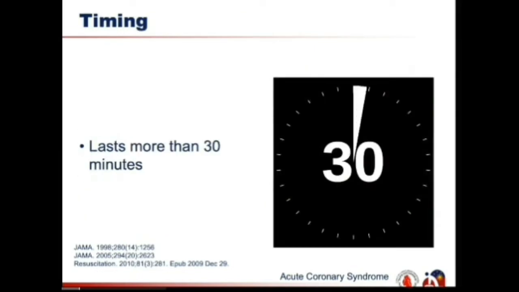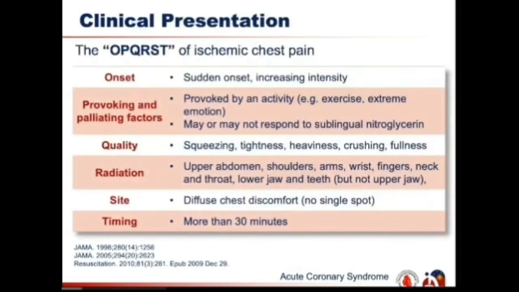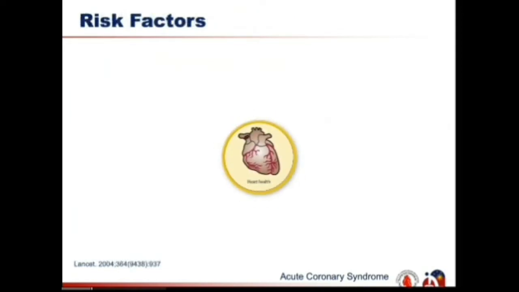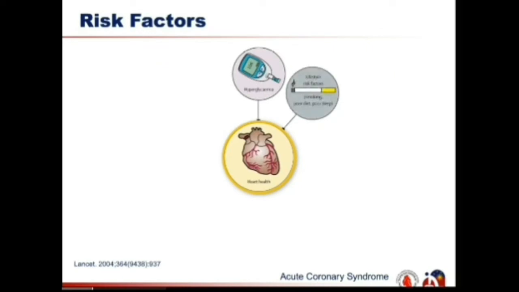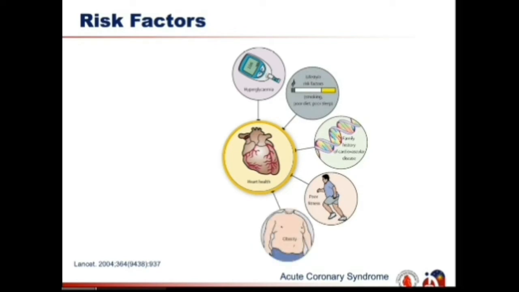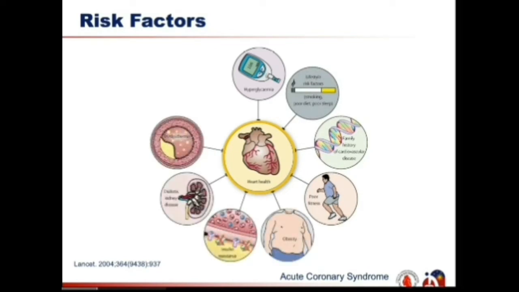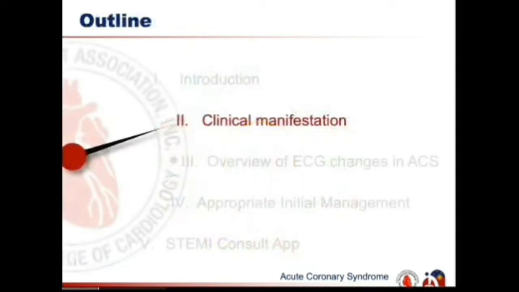In contrast to chronic angina, the pain in ACS usually lasts more than 30 minutes. In summary, the chest pain is sudden onset, precipitated by inactivity, described as squeezing or heavy, diffuse with radiation to the shoulders, arms, neck, or jaw, lasting more than 30 minutes. In addition, patients who suffer from ACS have the following risk factors: uncontrolled blood sugar, smoking and poor diet, family history, poor fitness and obesity, insulin resistance, kidney problems, dyslipidemia, and hypertension.